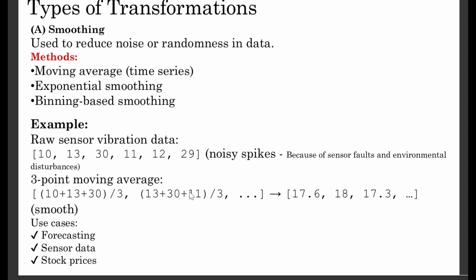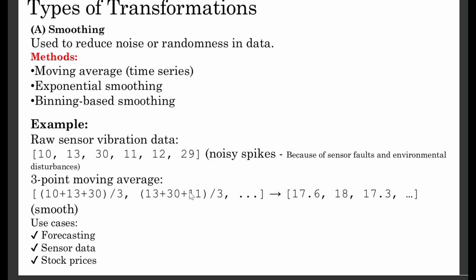There are three methods in this smoothing: moving average, exponential smoothing, binning based smoothing. Method 1: moving average smoothing. Replace each data point with the average of values in a short time window. The example is raw RPM sensor readings from a machine: 3000, 3050, 4500, 3100, 2950 and 2900. Notice that 4500 is a spike, clearly caused by sensor noise.